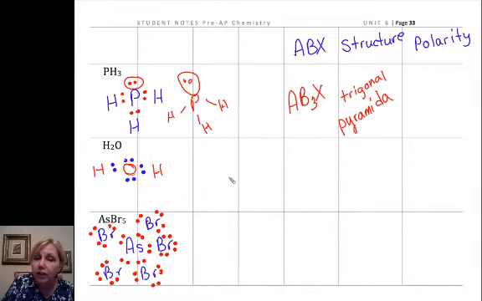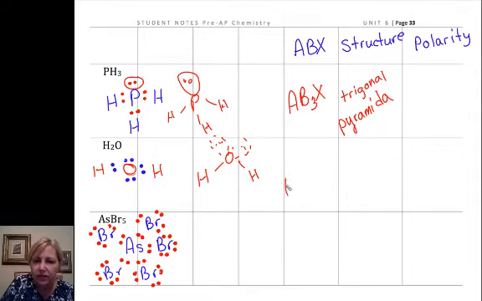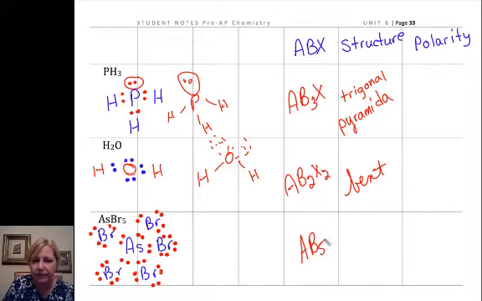Now, what the water does to get as far apart as possible is we'd have an H and an O and an H, and the non-bonded pairs would both spread out as far as possible. And so this is an AB2X2, and that's bent. This next one is AB5. It's trigonal bipyramidal.